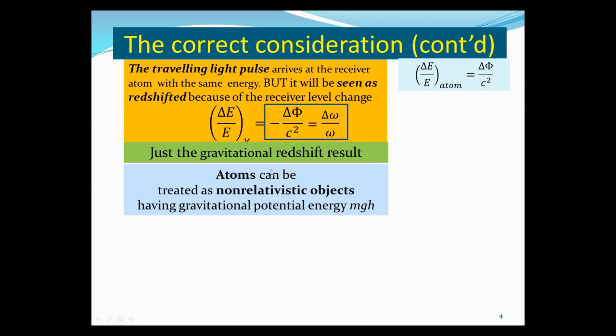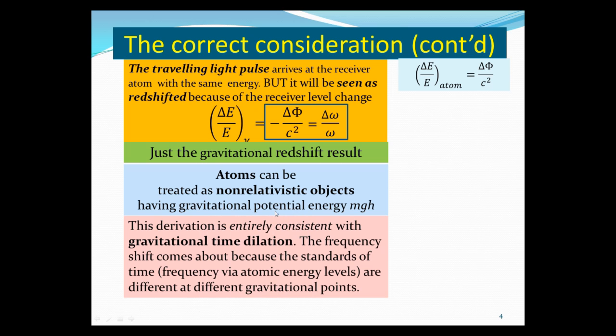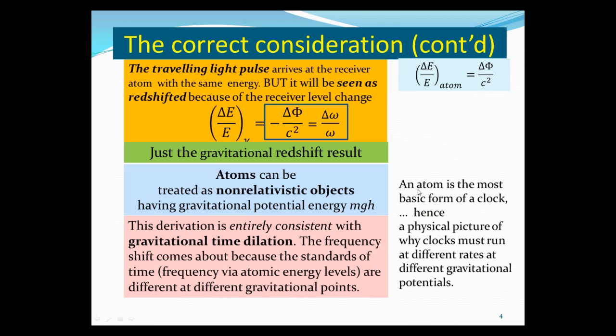If this is correct, remember we said assigning a gravitational mass to light has problems, but in this case the atom can be treated as a non-relativistic object having gravitational energy and gravitational mass. Also, this derivation is entirely consistent with gravitational time dilation, because the frequency shift comes about from the standard of time, which is ultimately set by the frequency of the atom. The atom is the most basic form of clock, so the physical picture is that clocks must run at different rates at different gravitational potentials because energy levels are shifted.